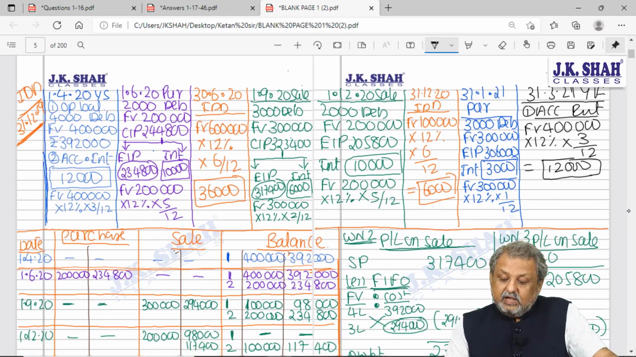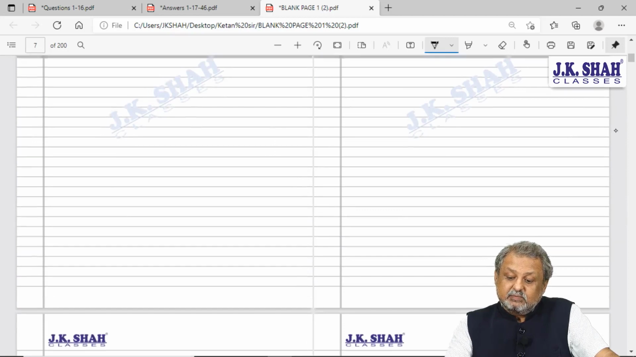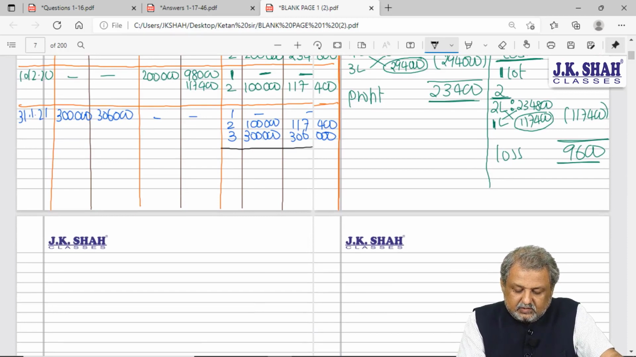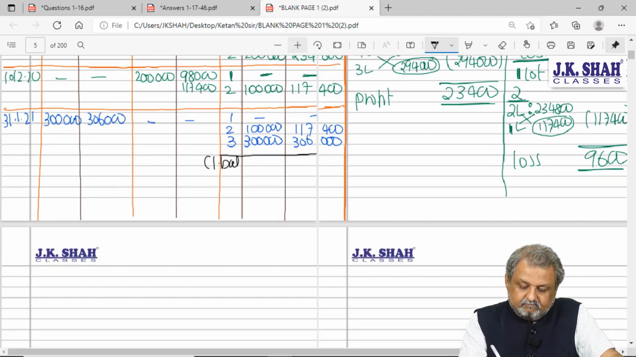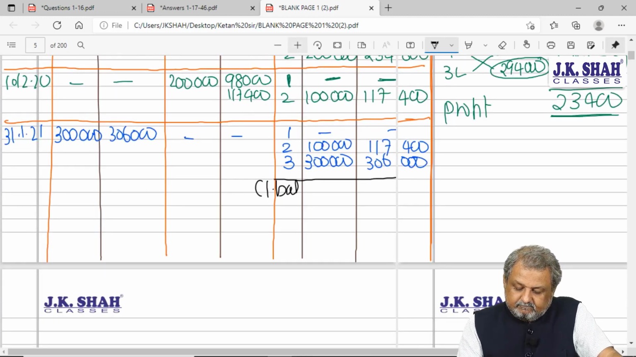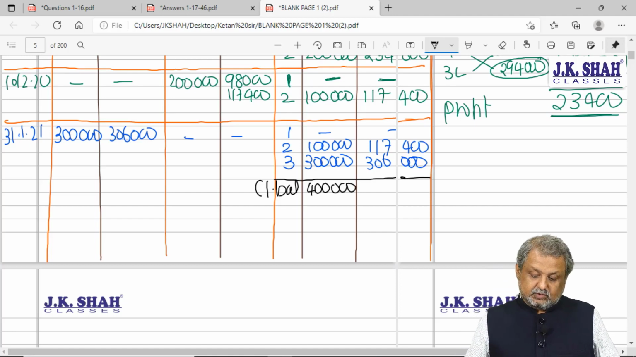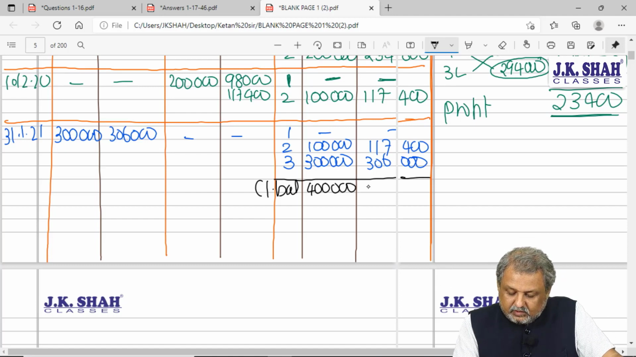And at the end of the year, closing balance must be valued. For that, you take the total here. Closing balance, 4 lakhs face value. Amount 117,400 plus 3,06,000, 4,23,400.